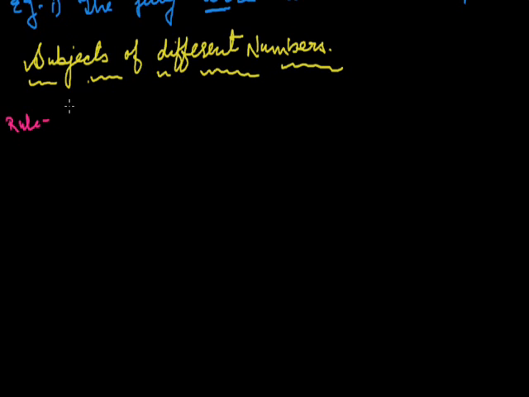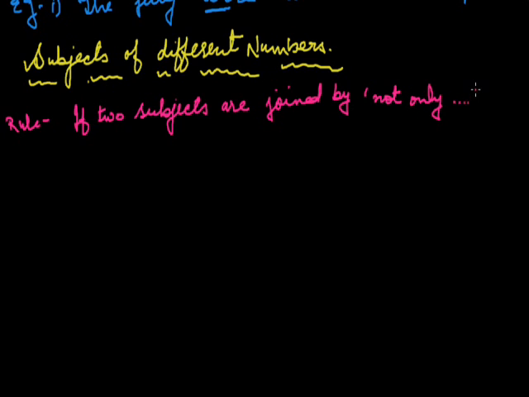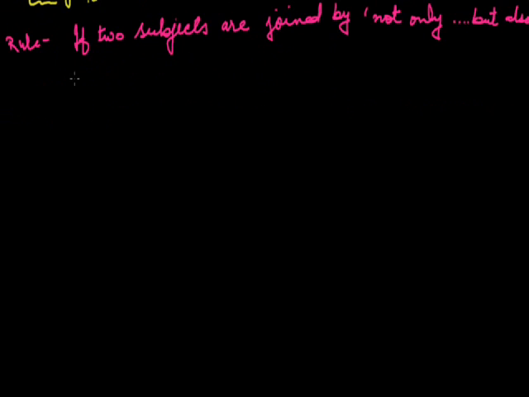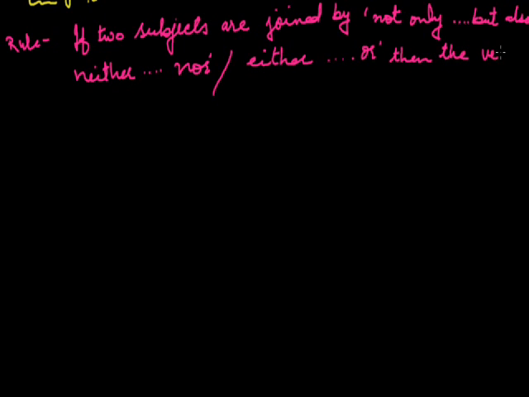Okay, now I'm writing. If two subjects are joined by not only but also, neither nor, either or, then the verb agrees with the subject nearest to it.